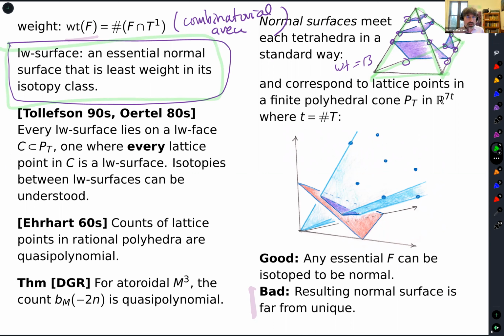So these are essential normal surfaces, which are least weight in their isotopy classes. While there may be multiple least weight surfaces in an isotopy class, there are only finitely many, because if I bound the weight, that bounds the number of times our surface can intersect the one skeleton. There are only finitely many normal surfaces with, for example, weight less than 100. So at least we've gone from non-unique to up to finite ambiguity, which for the purposes of a talk is going to be good enough.